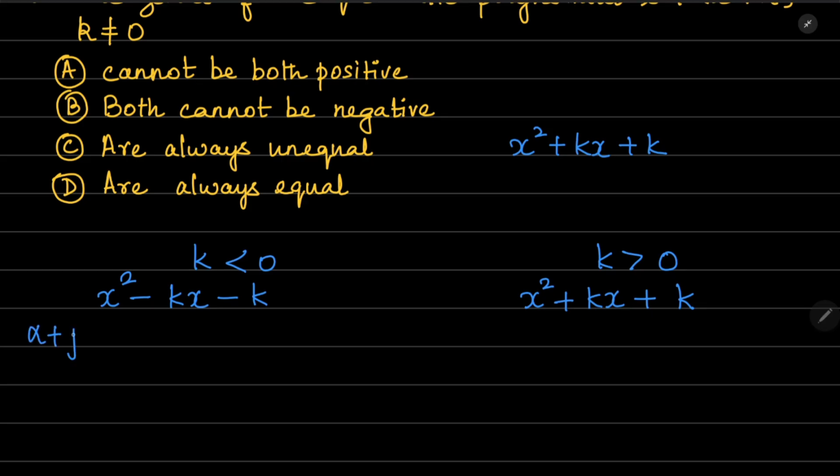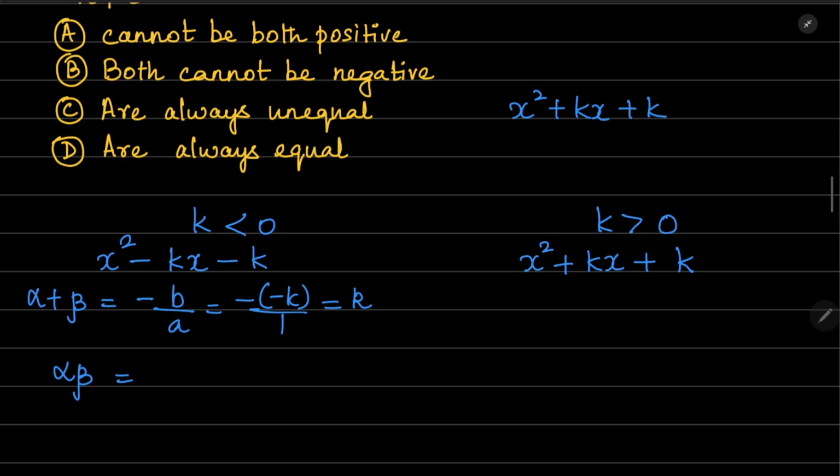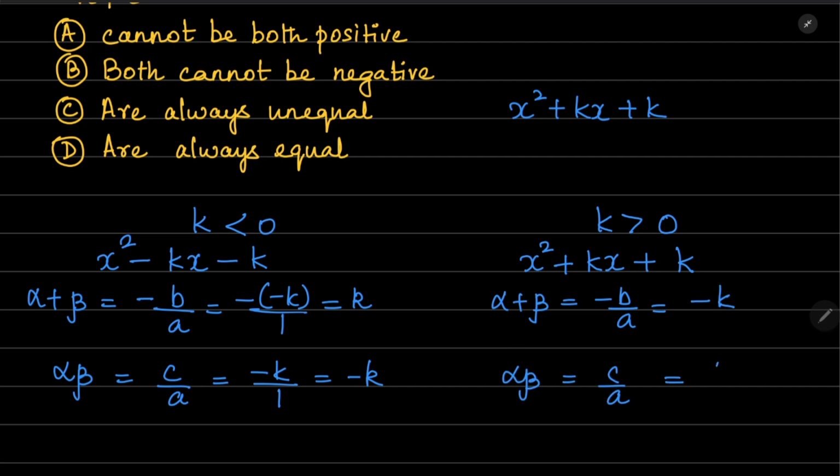What will be the sum of zeros? Alpha plus beta will be equal to minus b by a. So minus of minus k by 1, which is nothing but just k. And alpha multiplied by beta, the product of the zeros, will be c by a. What is c? It is minus k by 1, which is minus k. In the other scenario, wherein k is greater than 0, the sum of the zeros alpha plus beta is equal to minus b by a, which is nothing but minus k. And the product of the zeros will be c by a, which is nothing but just k.